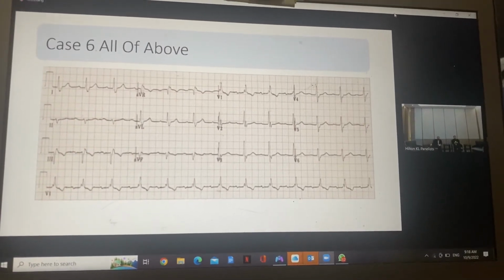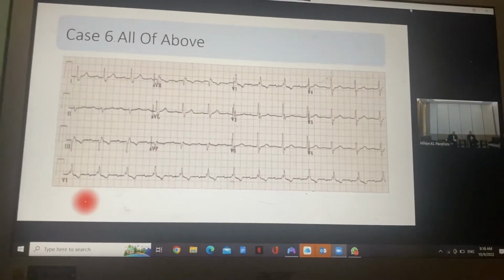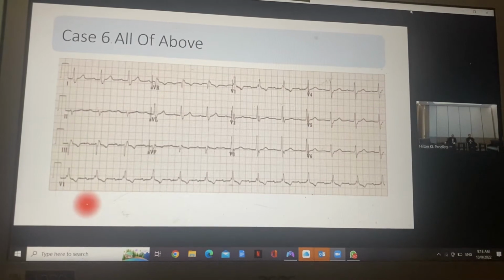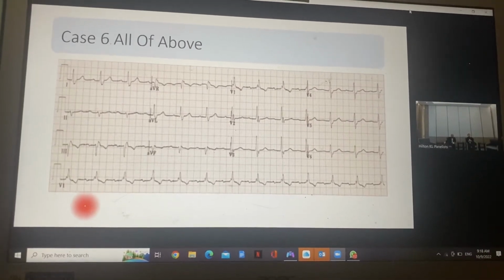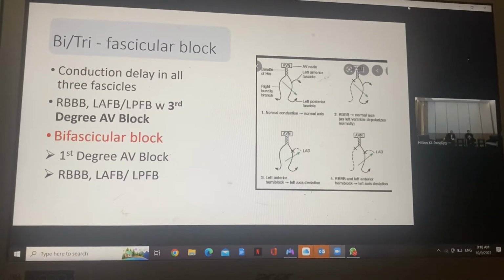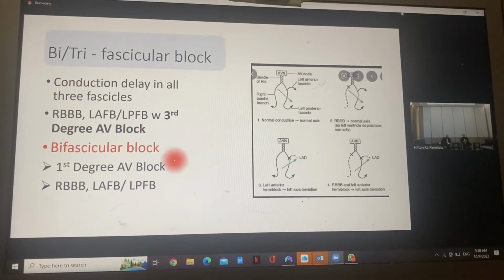Another thing I would like to highlight from this ECG is the PR interval. By right, the normal PR interval is within 5 small boxes. This one is more than 5 small boxes, so it is suggestive of first degree heart block. So when we're dealing with this, it's more toward bifascicular block with first degree heart block.